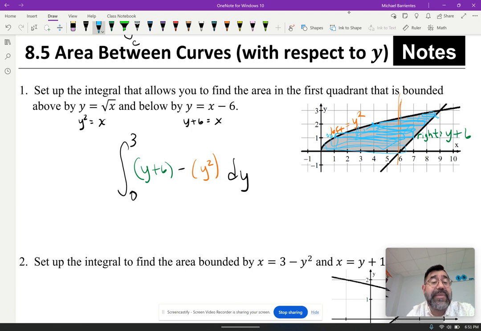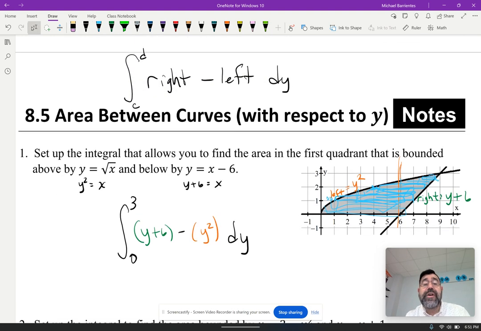Actually, it just says set up the integral that allows you to find the area in the first quadrant. We did. I don't need to solve it. So again, if we are drawing rectangles sideways with respect to y, or perpendicular to the y-axis, then I need to have my equations in terms of y. I still need to know where my intersection points are, but the intersection points are now y values that I put as the limits of integration, and it's right function minus left function.